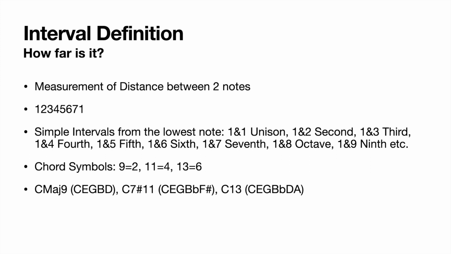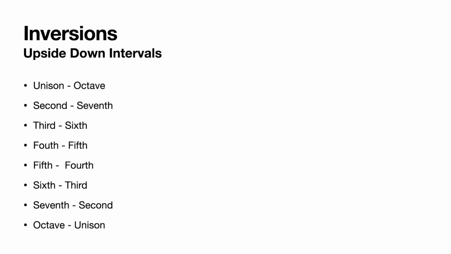The number implies also for your chord symbols what does and does not go in there. I'm not going to get into chord voicings right now, but just so you know, when we're describing the distance between the notes, it's very simple. You have unison, second, third, fourth, fifth, sixth, seventh, octave. All right, moving on.